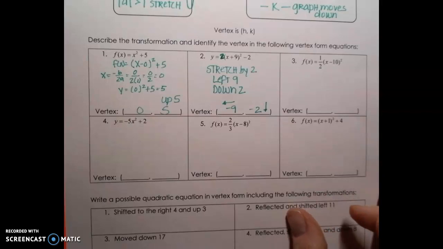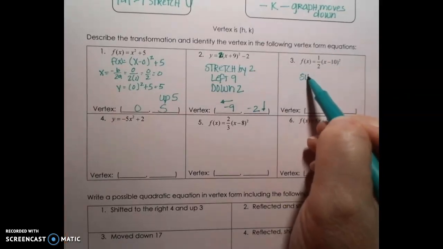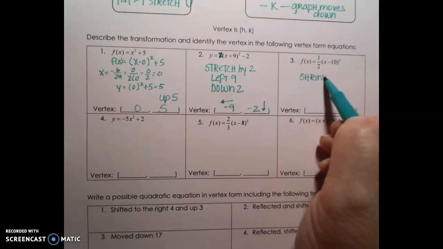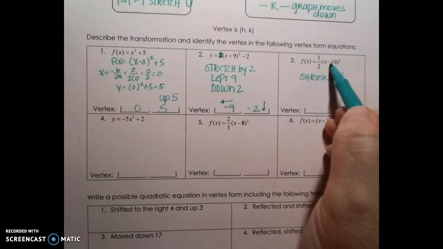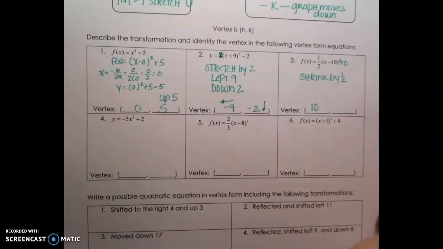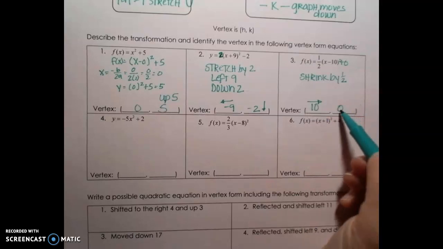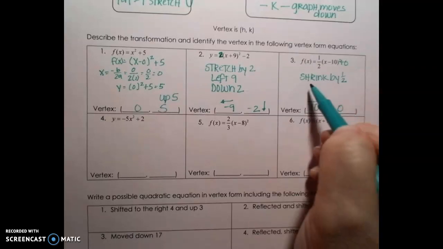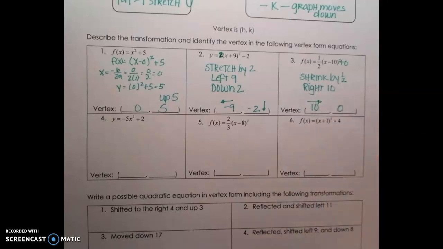Okay. For our last one, here we have a number less than 1, so that makes it a shrink by 1/2. The vertex is 10, 0. There's nothing listed out here. That's the same as saying plus 0. So a positive 10 means you're going to go right, and 0 means you're not moving up or down at all. So then we're going to go right 10. All right. So after you finish watching the video, finish these 3 problems.